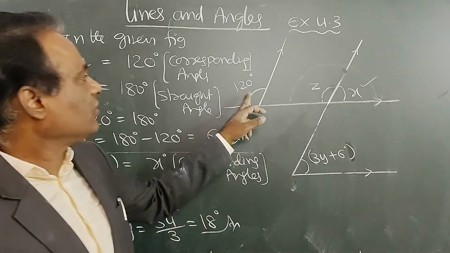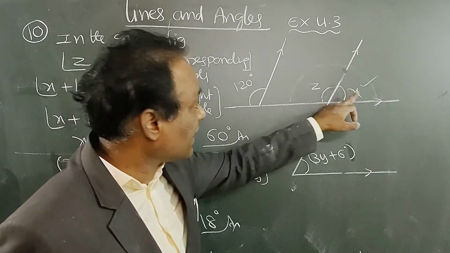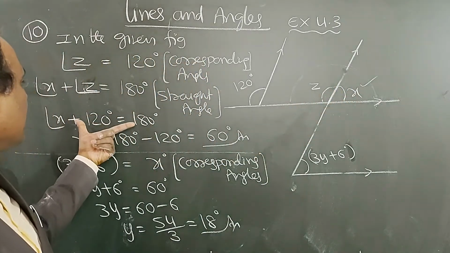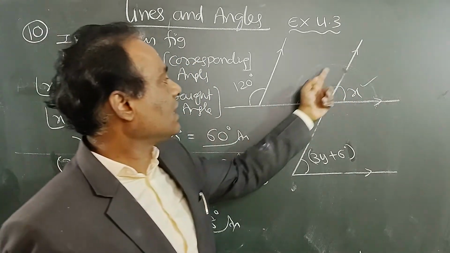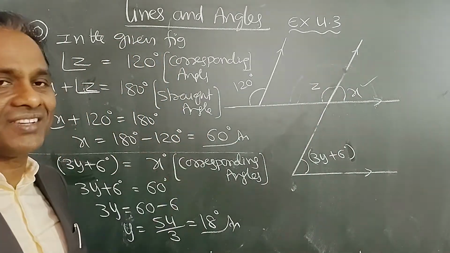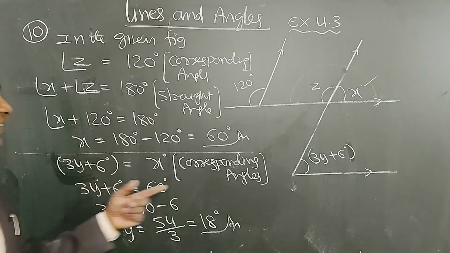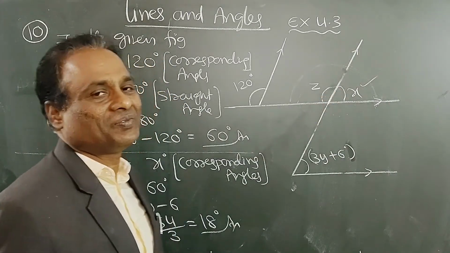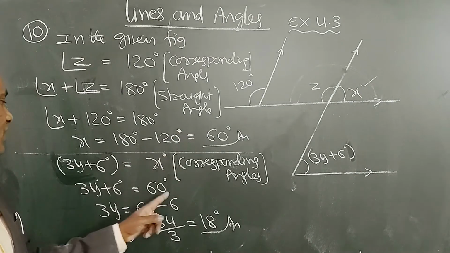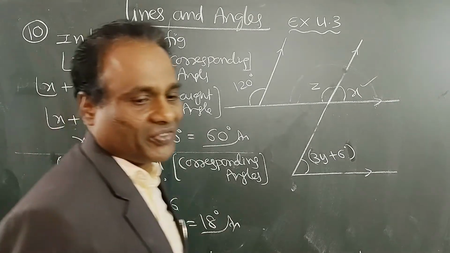So how? This is 120, which means this is also 120. Then if this is 120, x plus 120 is equal to 180, because the total angle on a straight line is 180. From that, x is equal to 180 minus 120, which is 60. So x is equal to 3y plus 6, because corresponding angles. So x value 60, 60 minus 6, 54. 54 by 3, 18. Write down, students.